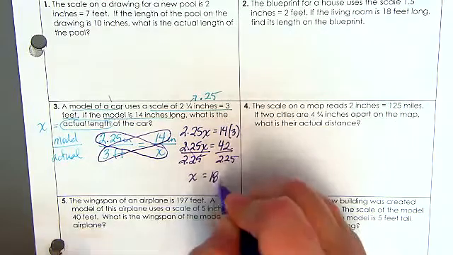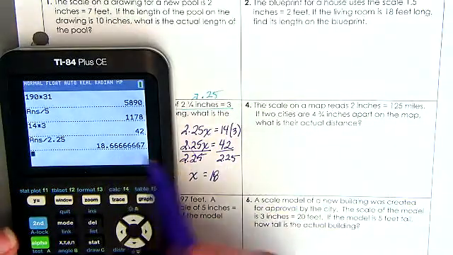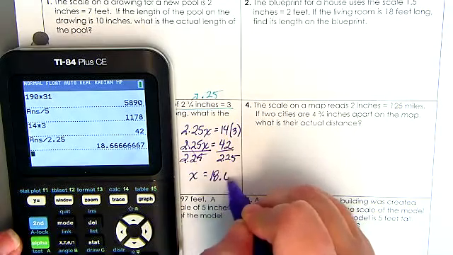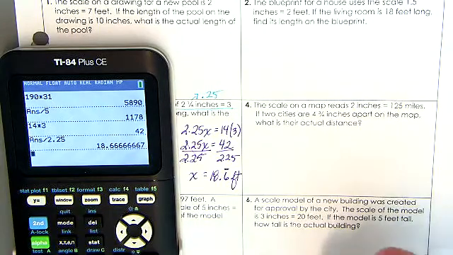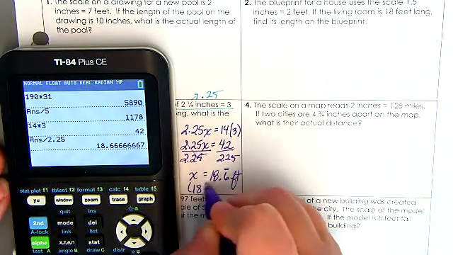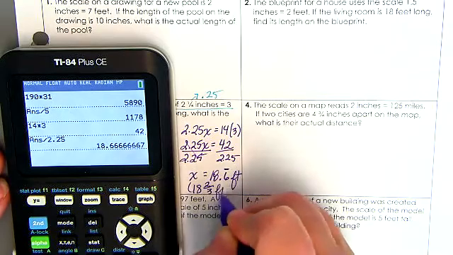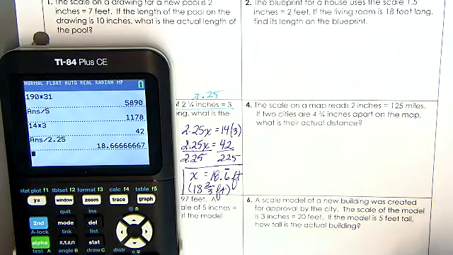18. Now, when I look at this on the calculator, you'll notice that it's the 0.6 repeating. That means it's 18.6 with the bar over it, and this is feet. You have to make sure that you have the units. You could also write this as the fraction, 18 2/3 feet. Both of these are acceptable answers.